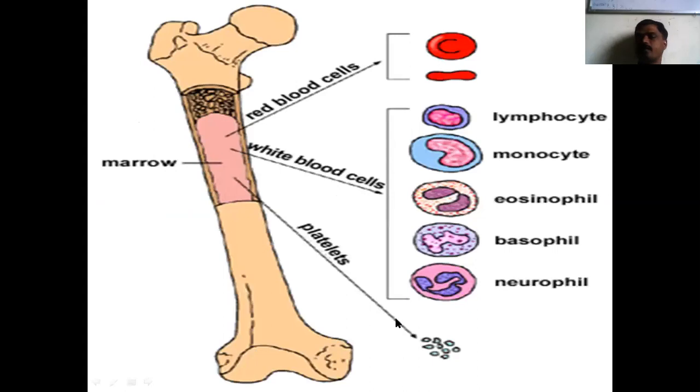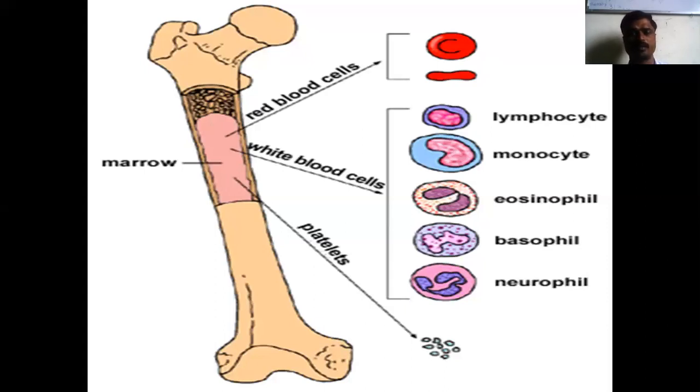This is the mechanism of formation of WBC, RBC and platelets. The source of these WBC, RBC and platelets is the bone marrow. Lymphocyte, monocyte, eosinophil, basophil, neutrophil, whatever it may be, the different types of white blood cells are derived from the bone marrow. In the fetal case, the formation is in the liver or the spleen, and these are the sources of formation of WBC and RBC.